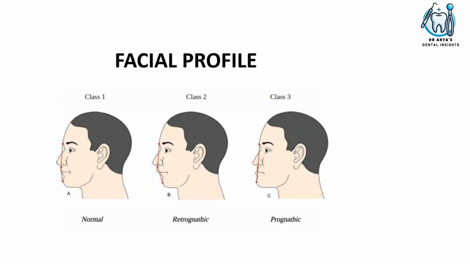Coming to the facial profile, examination of the facial profile is very important because it determines the jaw relation and occlusion. Angle classified the facial profile as class 1 or normal or straight profile, class 2 retrognathic profile and class 3 prognathic profile. Forehead, base of the nose and chin points are considered for the classification.